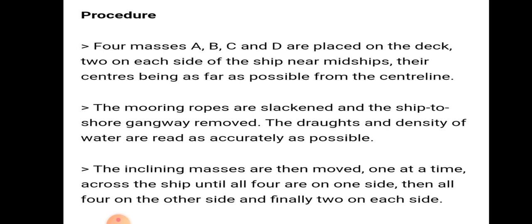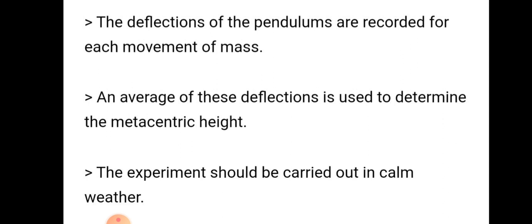The inclining masses are then moved one at a time across the ship until all four are on one side, then all four are on the other side, and finally two on each side. The deflections of the pendulum are recorded at each movement of the masses. An average of these deflections is used to determine the metacentric height.